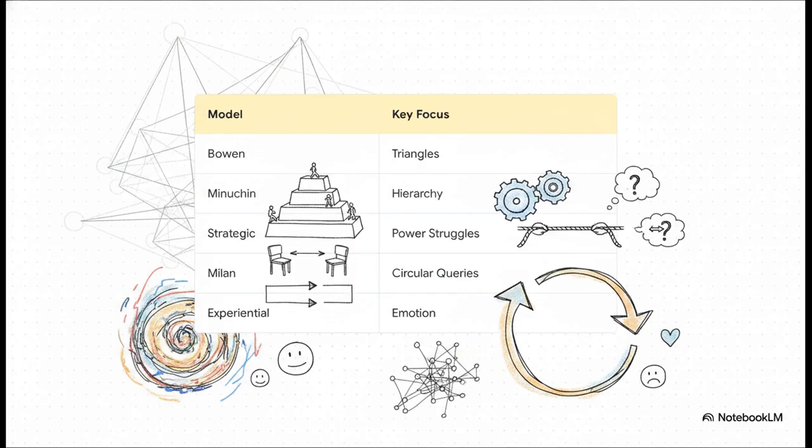A therapist might literally force family members to change seats during a session just to alter their power dynamics. Then you have strategic therapy, which uses paradoxical intentions. They might actually tell a patient to continue their bad symptom just to force a shift in control.